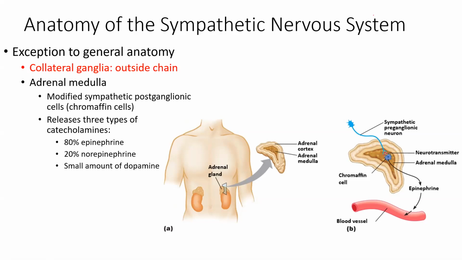We've got the traditional route, which goes from spinal cord to sympathetic chain to our effector tissues. We've got a second route that goes from spinal cord to a collateral ganglia that is not a part of the sympathetic chain, then to our effector tissues. And then we've got preganglionic neurons that synapse onto the adrenal medulla chromaffin cells, and those chromaffin cells release their hormones into the blood that circulates and goes to our effector tissues.